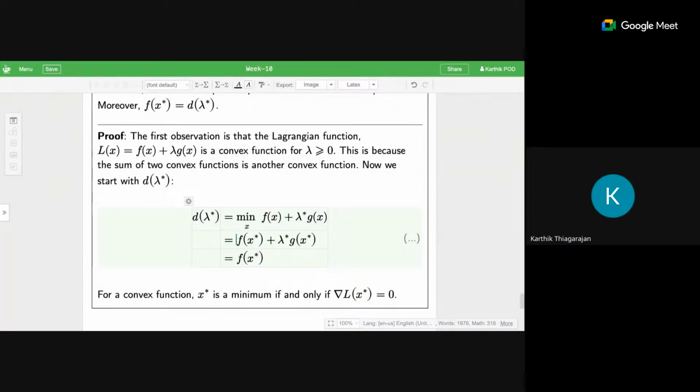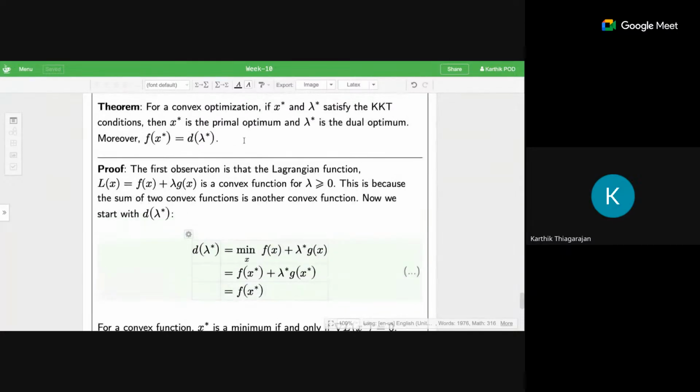Okay, so I probably didn't explain this very well. So when I upload the notes, I will add a little more explanation. If you didn't understand it completely, it's okay. What I want you to see is that finally we arrive at d of lambda star equal to f of x star, okay, which is what we have to show.